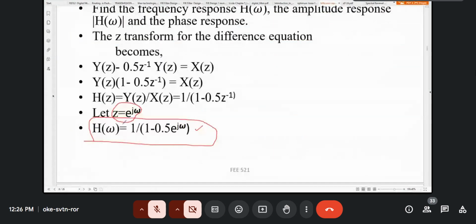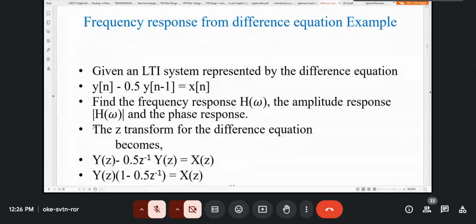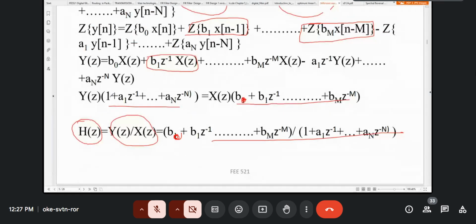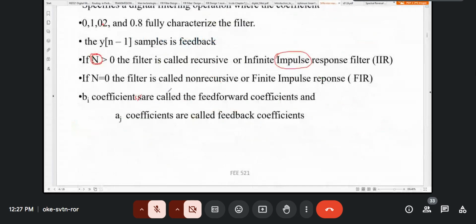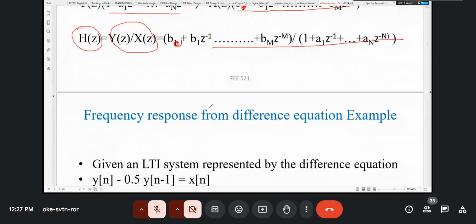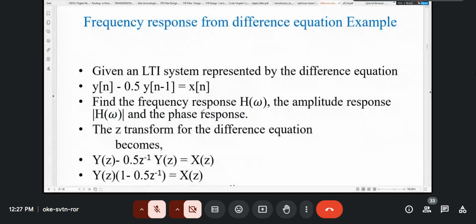So you can get your H of z from your difference equation and vice versa. And of course, once you have your H of z, you can find the frequency response, and that will be our next example. I hope so far everything is clear. Since we have already done Z transforms, I think this should not be a problem. So if there are no problems, we can continue. So here is a simple example.